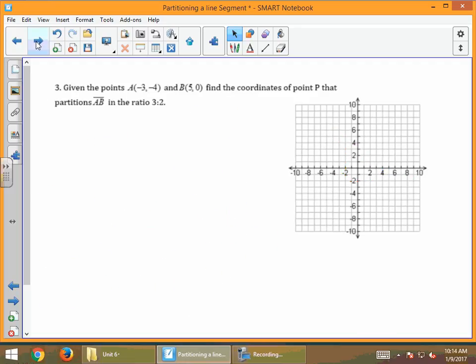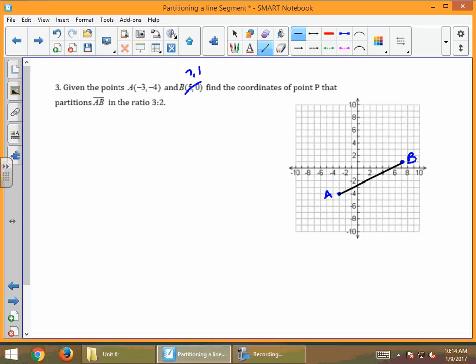Ready, set, 3. Okay. Again, 3 is the exact same way we've been doing it. There's one typo though. This should be 7, 1. Get rid of 5, 0 and write 7, 1. Alright, go ahead, plot those points. Same steps every single time. So you have -3, -4, which is our A, and then 7, 1, which is our B. Just like we've done every single time, find your change in Y, find your change in X.